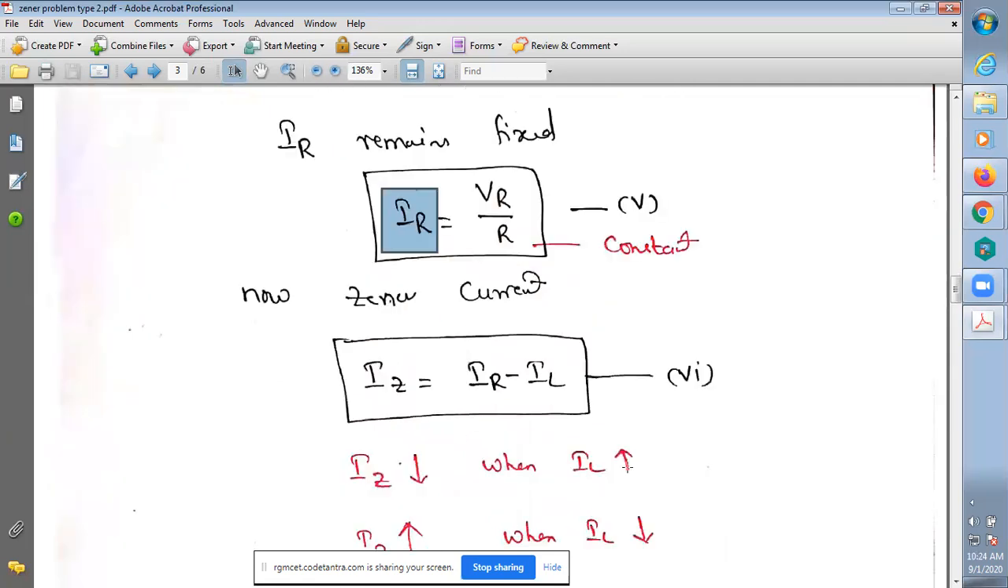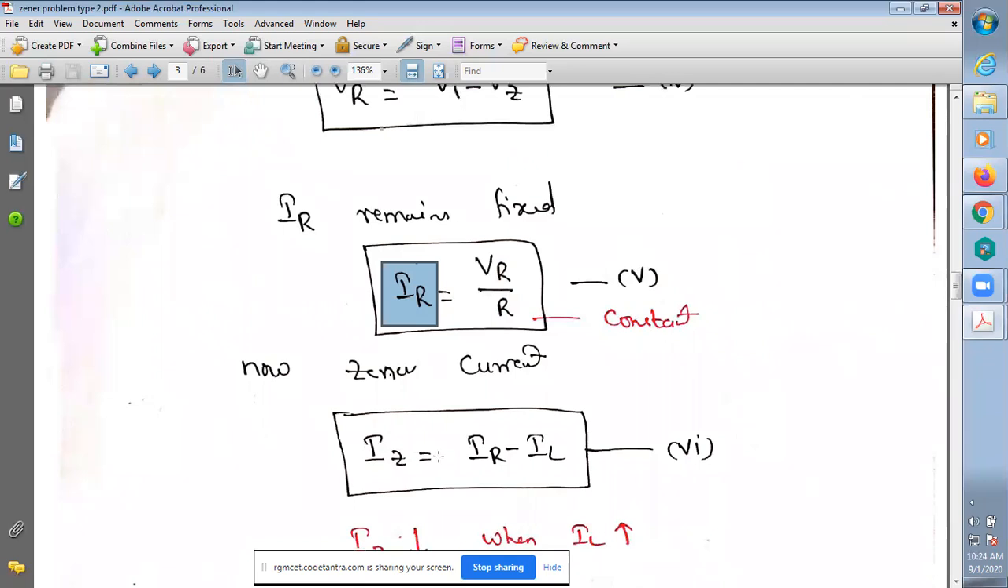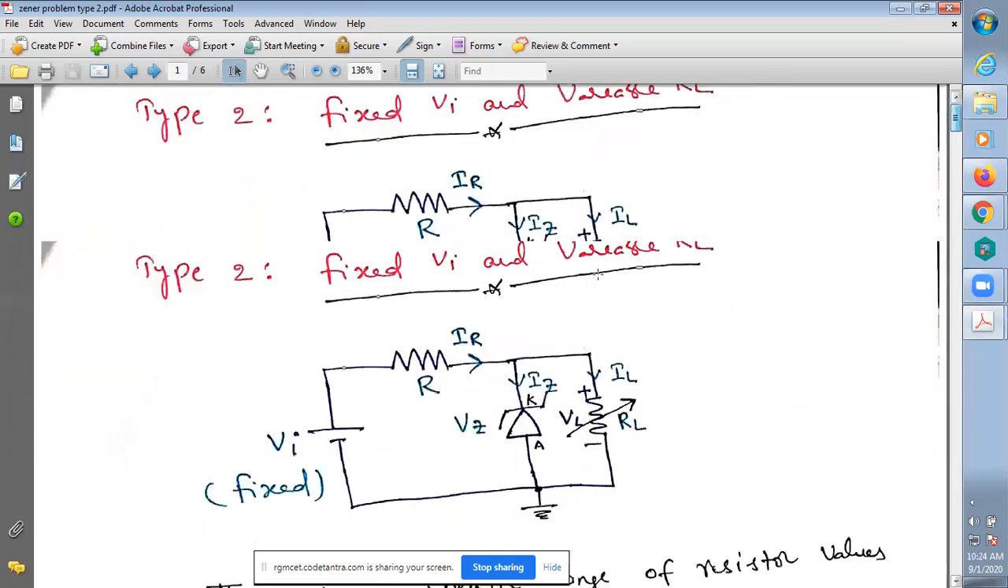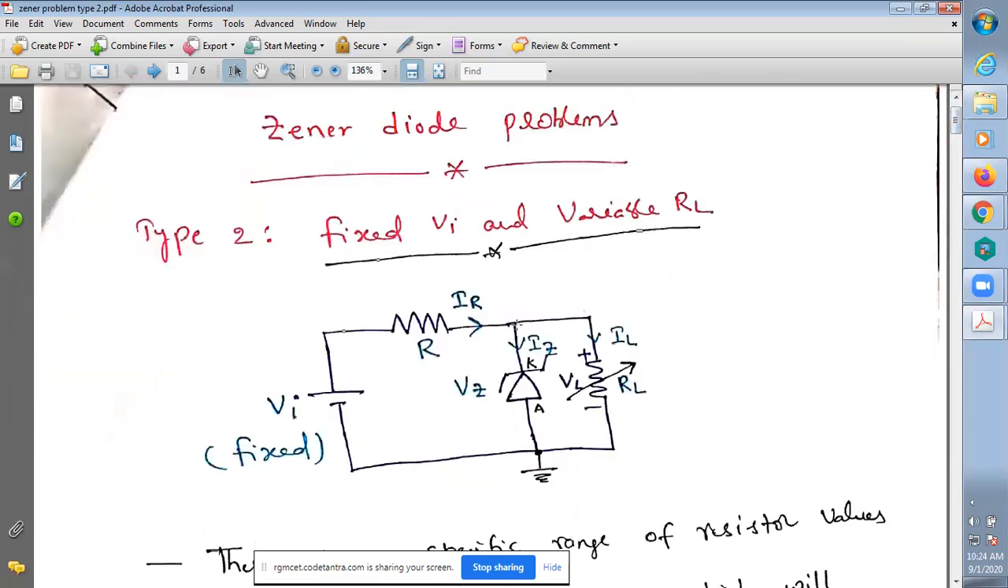Now the Zener current. What is the relation here? IZ is equal to IR minus IL, or otherwise simply apply KCL at the node. Remember here, now simply apply KCL at the node. What is IR? IR is equal to IZ plus IL. These two are the outgoing currents, and the incoming current is IR. Outgoing currents are IZ and IL. So simply IR is equal to IZ plus IL.